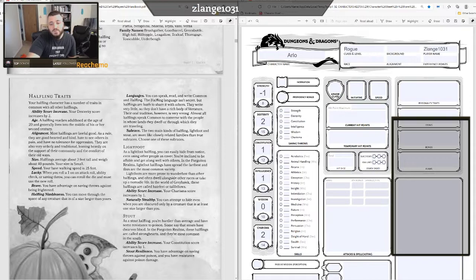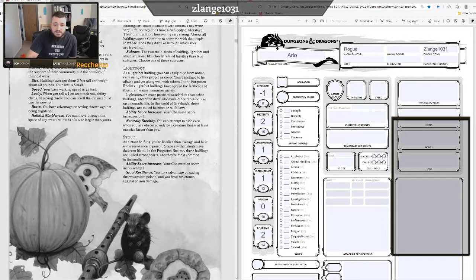Then you have your stout halflings. As a stout halfling, you are hardier than average and have some resistance to poison. Some say that stouts have dwarven blood. In the Forgotten Realms, these halflings are called Stronghearts, and they're most common in the south. For them, you have a Constitution score boost and Stout Resilience. You have advantage on saving throws against poison, and you have resistance against poison damage. So a lot like dwarves.